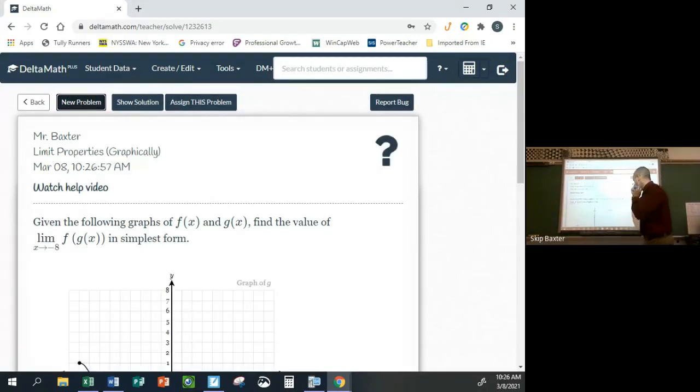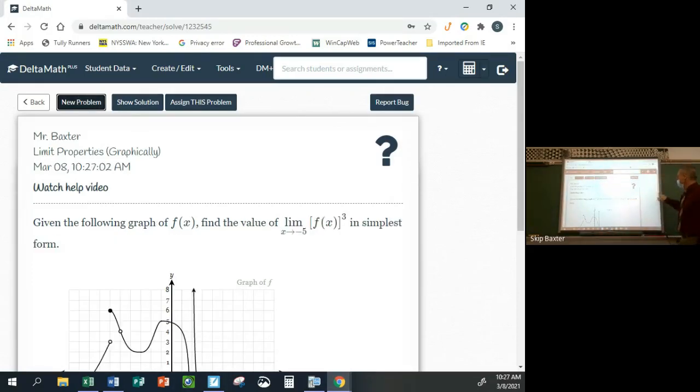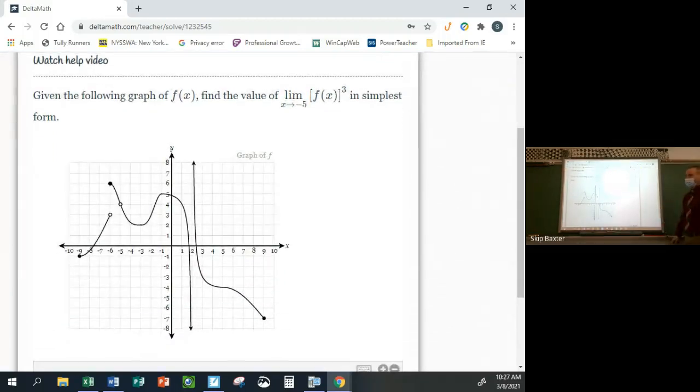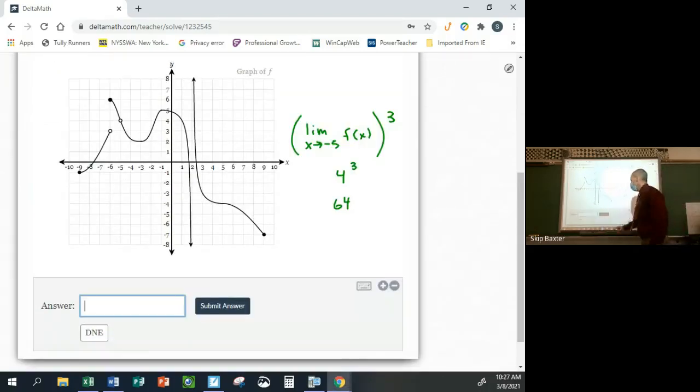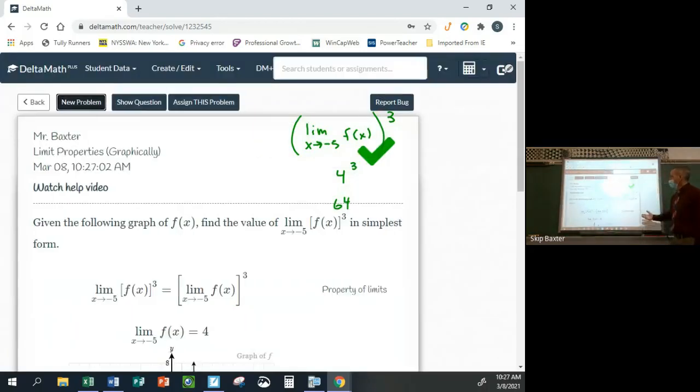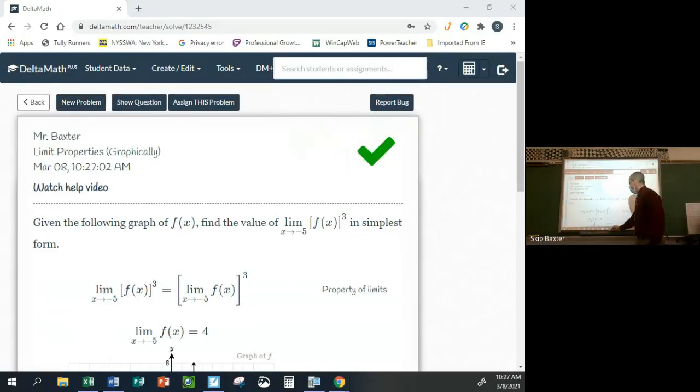Let's just try a couple more examples. This one is the same type of problem, so let me do a different one. Okay, this one, they want you to find the limit as x goes to -5 of f of x cubed. Remember, the simplification of this is really just the limit as x goes to -5 of f of x, and then cube that. So what's the limit as x goes to -5 in this example? It's 4, again because it's a hole in the graph, so it's the y coordinate of that hole. So this is just going to be 4 cubed, which is 64. If you type that in, 64, and submit answer, that's the answer.